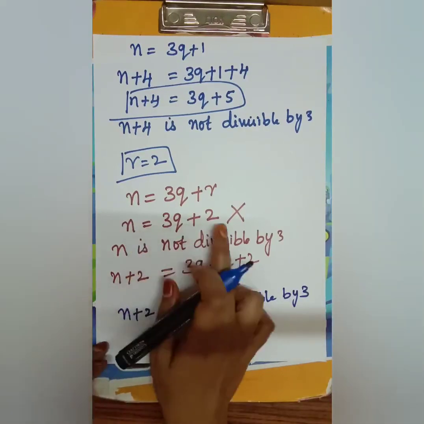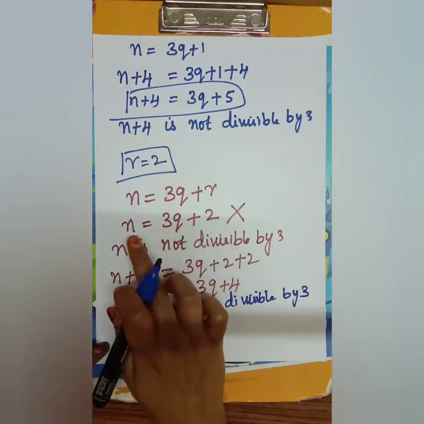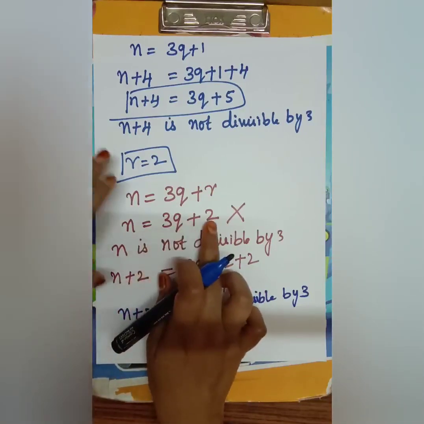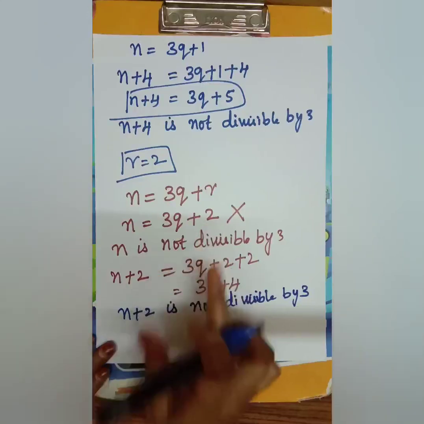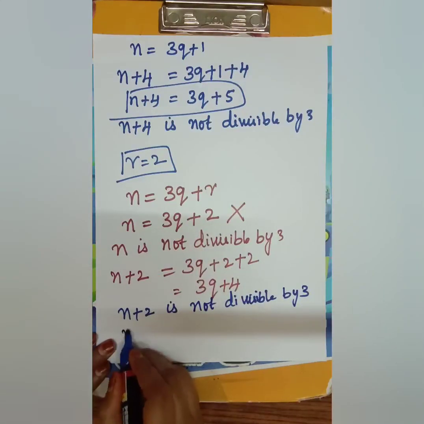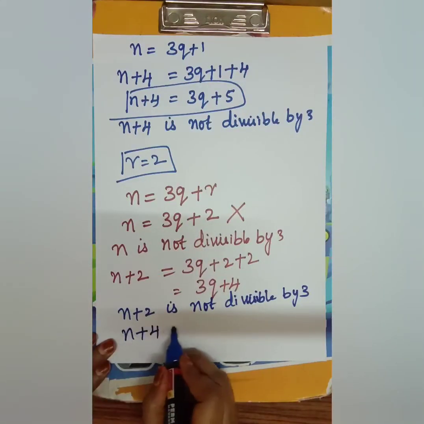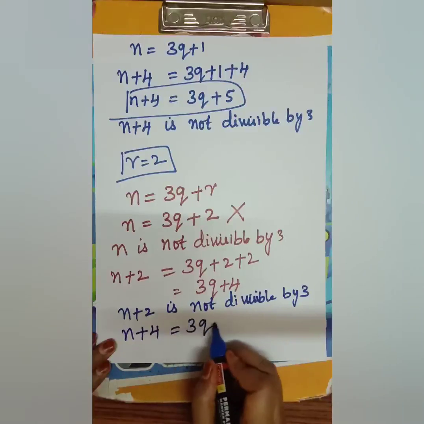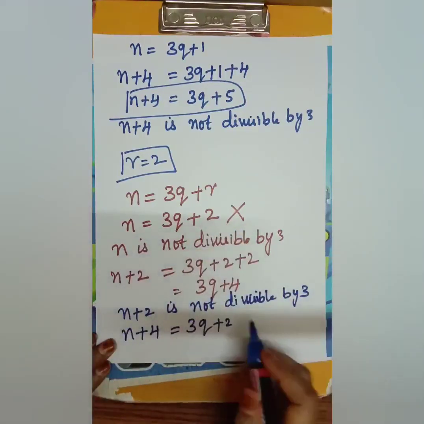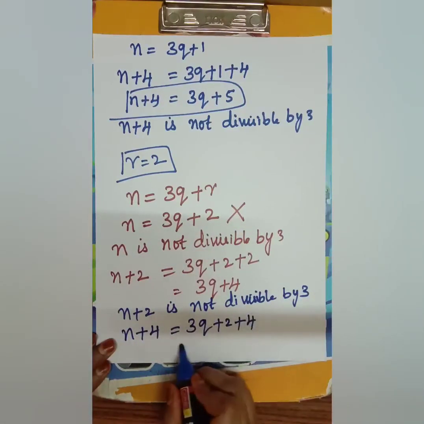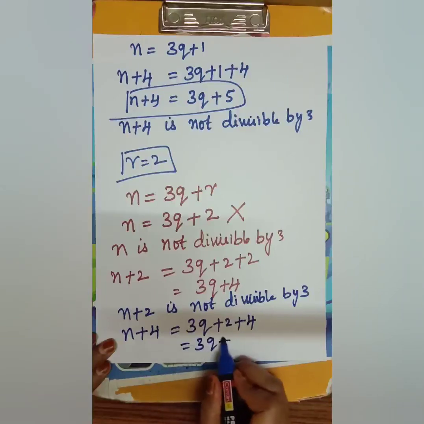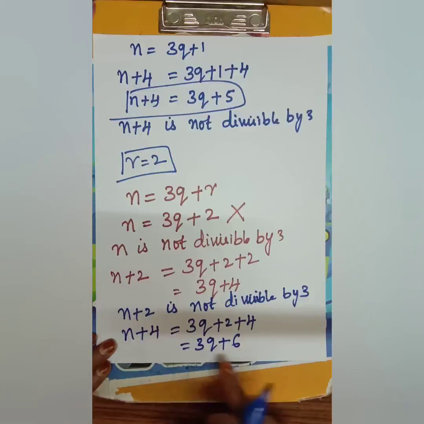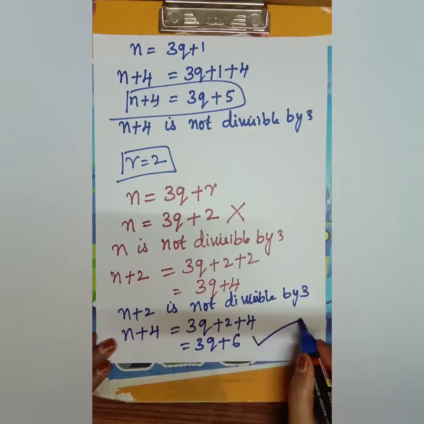Now put n plus 4 to this, n is equal to 3q plus 2, and check whether it is divisible or not. That is n plus 4 is equal to 3q plus 2 plus 4. That is 3q plus 6. Substitute q value as 1. 3 ones are 3, 6 plus 3 is 9. Yes, n plus 4 is divisible by 3.